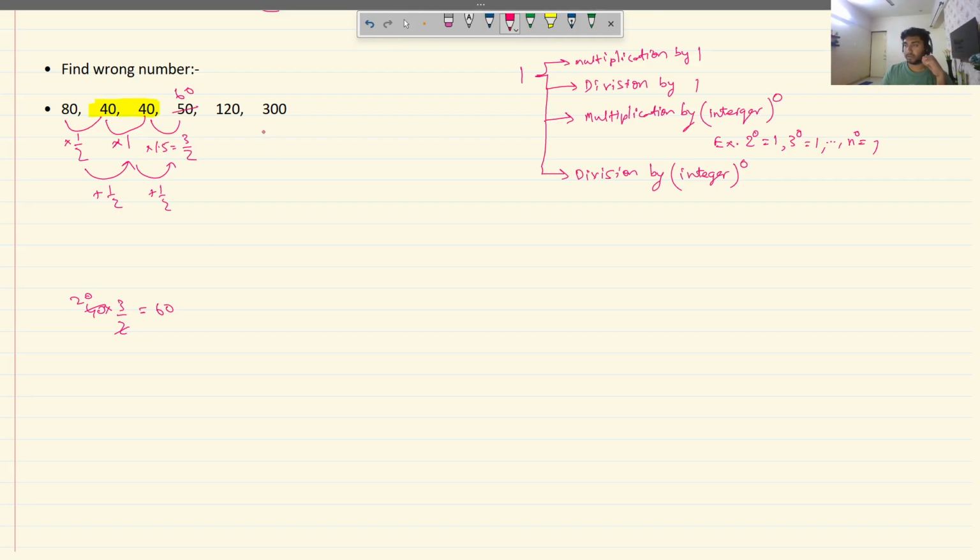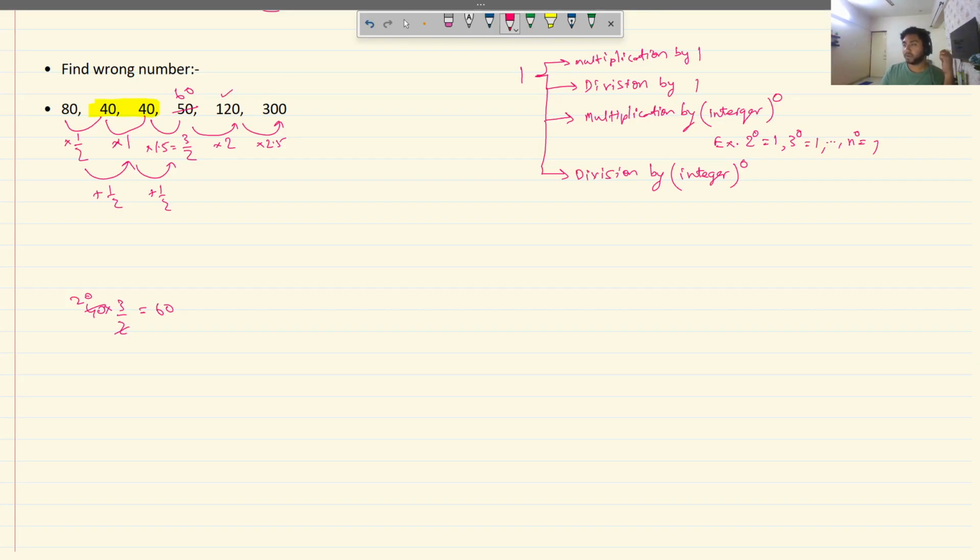Let's validate our hypothesis. If the same logic follows, by multiplying from 60, if we can get 120 and 300, so we're increasing half in the multiplication factor. Okay, so after 3 by 2, if I increase half, I'll get a multiplication factor of 2, and again I'll get a multiplication factor of 2.5. Okay, yes, 60 into 2 is 120, so that is indeed correct.